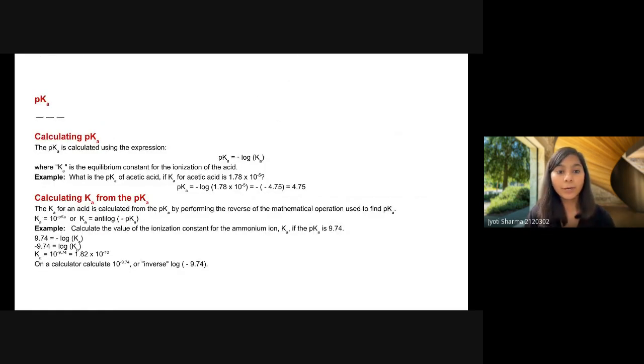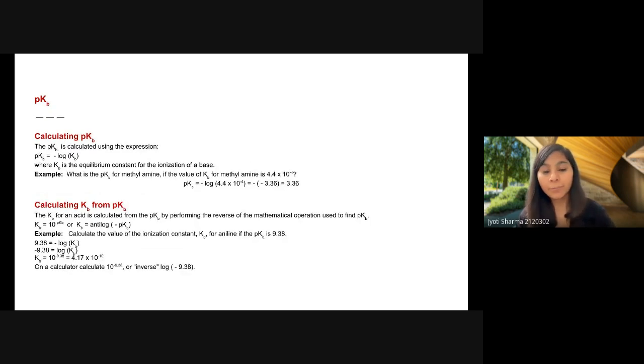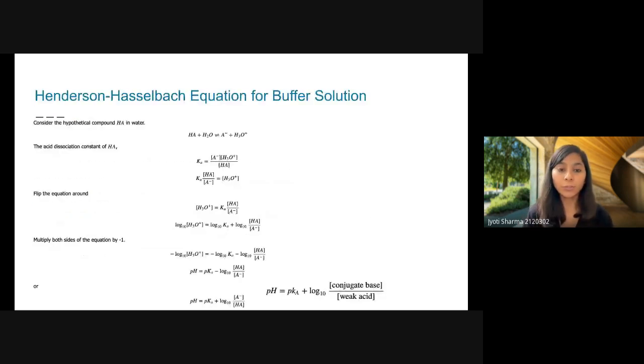Okay, so right now, how can we calculate pKa? pKa is nothing but, as I told you, minus log of Ka. Here I have given one example of how we can calculate pKa from Ka, and how we can calculate Ka from pKa, using the antilog. And likewise, we can also calculate pKb. I will not go deeper into it.